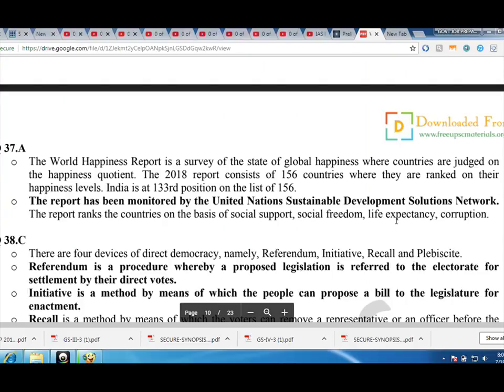Q37. The World Happiness Report is a survey of the state of global happiness where countries are judged on the happiness quotient. The 2018 report consists of 156 countries where they are ranked on their happiness levels. India is at 133rd position on a list of 156. The report has been monitored by the United Nations Sustainable Development Solutions Network. The report ranks the countries on the basis of social support, social freedom, life expectancy, corruption.